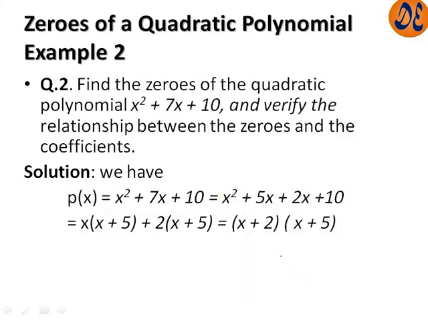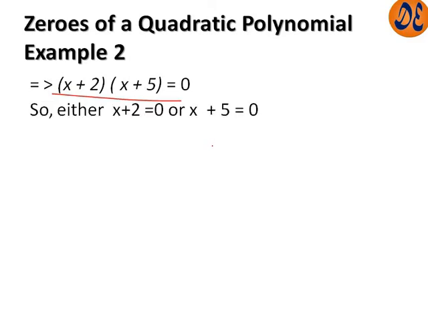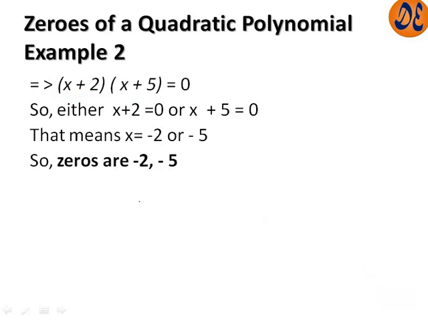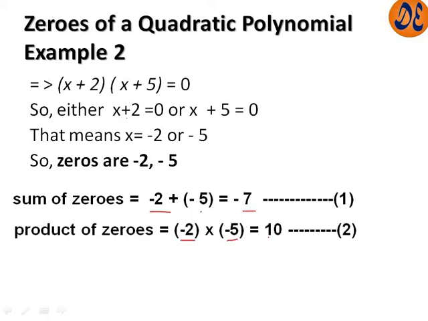Now to get the zeros, we will have to equate these factors with 0. So if we equate with 0, what do we get? Either x plus 2 is 0 or x plus 5 is 0. So that means x is minus 2 or x is minus 5. So the zeros are minus 2 and minus 5. So the sum is minus 2 minus 5, that is minus 7, and the product is minus 2 into minus 5, that is 10.